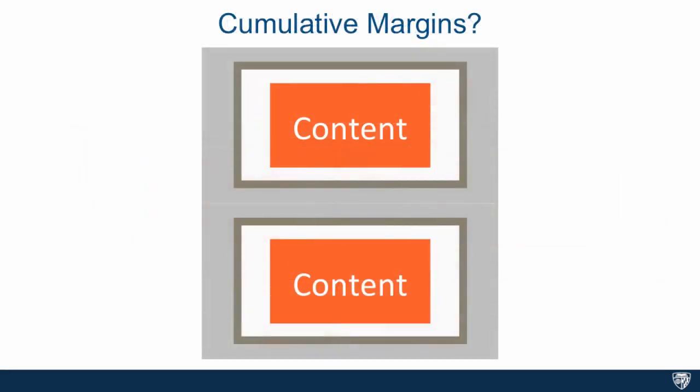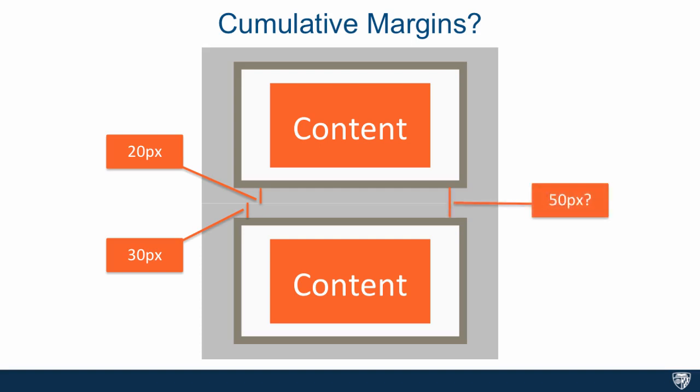But what happens if you have one element on top of the other element, which is, let's say these are two divs, and each one is specifying a margin. So one is specifying margin-top of 30 for the bottom element, and for the top element, margin-bottom is 20. Would you expect this to be 50 pixels, the cumulative?